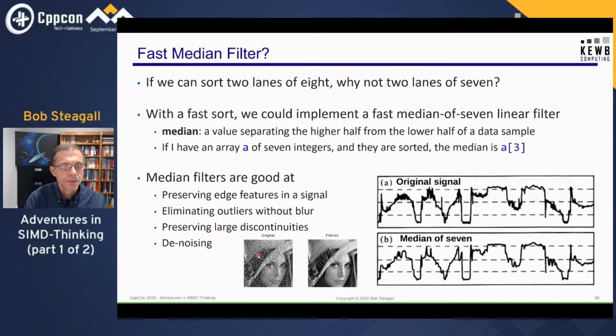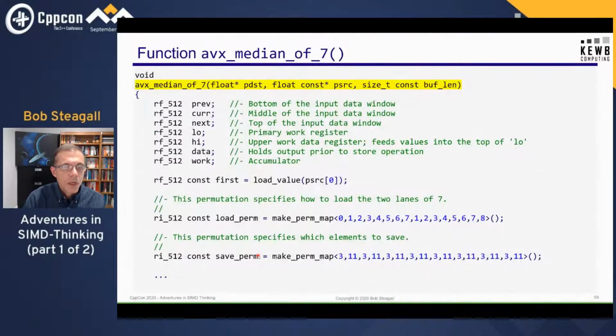So how can we do this? Well, I'm going to walk through some code for a function that I call AVX median of 7. And this is a little bit tricky. There's a lot of code here. I've interspersed the code with some diagrams in the hopes that the diagrams will help illustrate what the code is doing.